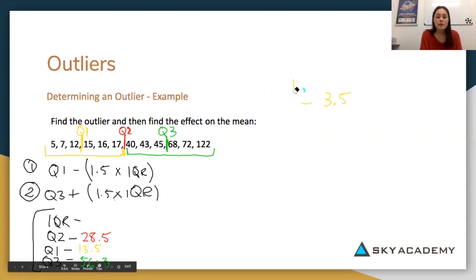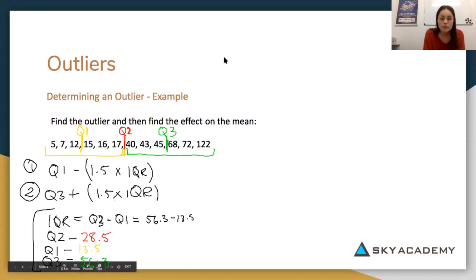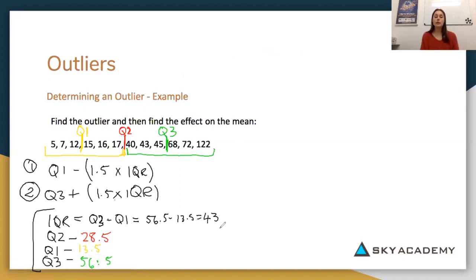So now we've found Q1, Q2, and Q3, we can find the IQR, which is Q3 minus Q1. And that's going to give us 56.5 minus 13.5. Oh, I wrote a 3 there by mistake, it should be 5. So 56.5 minus 13.5, you should get an answer of 43. So our IQR equals 43.